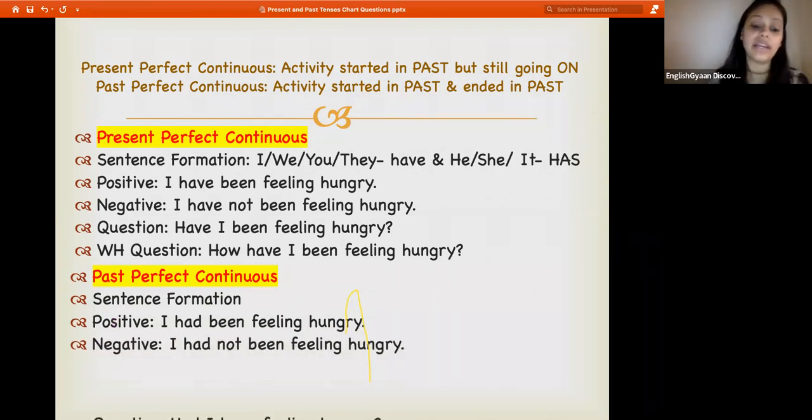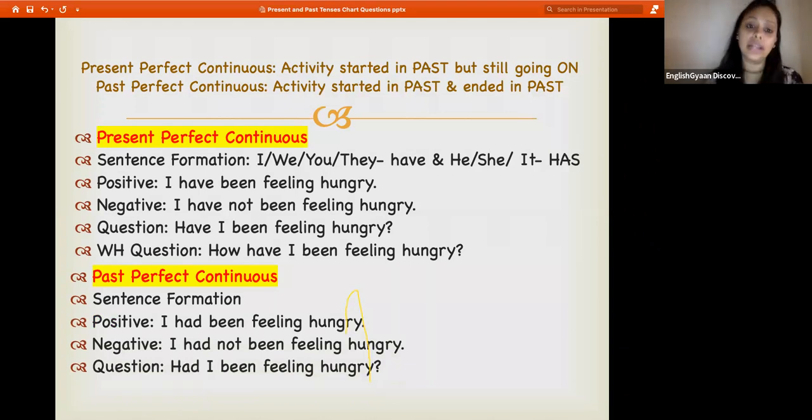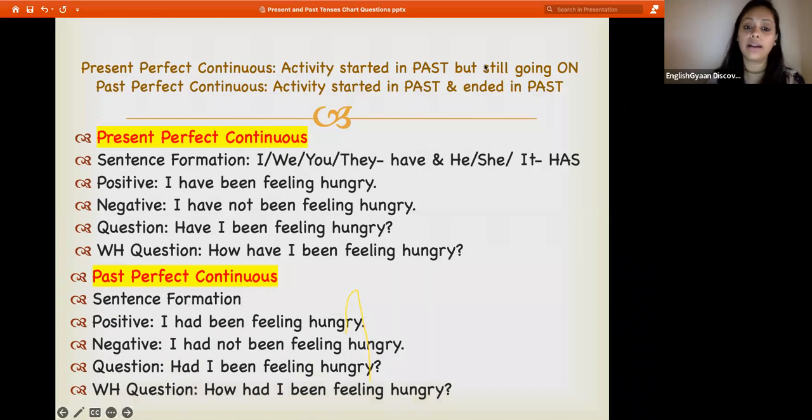I had been feeling hungry. I had not been feeling hungry. Had I been feeling hungry? Why had I been feeling hungry, or how had I been feeling hungry? This is the difference between present versus past. All the 8 tenses that are there in present and past, and I've trained you on how to make positive, negative statements, questions with or without WH.